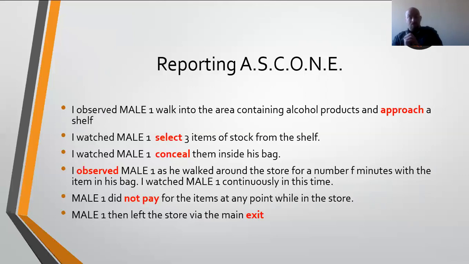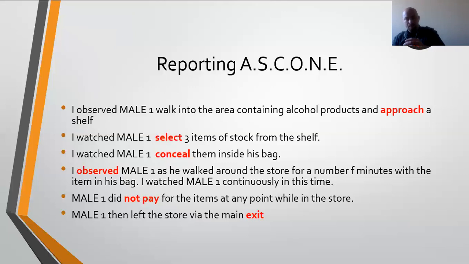I observed male 1 as he walked around the store for a number of minutes with the item in his bag. I watched male 1 continuously in this time. So I watched him for a number of minutes with the item in his bag, and I didn't lose sight of him, so I know he still has possession. Male 1 did not pay for the items at any point while in the store, so non-payment. Male 1 then left the store via the main exit. So here's all the elements of my criminal act.